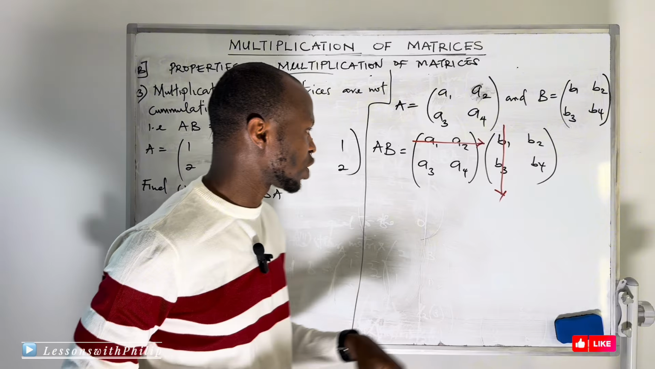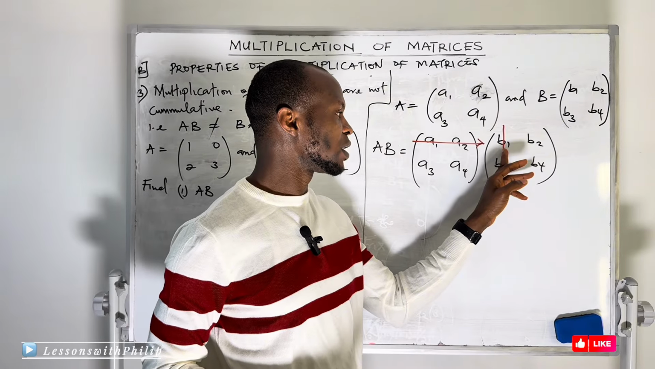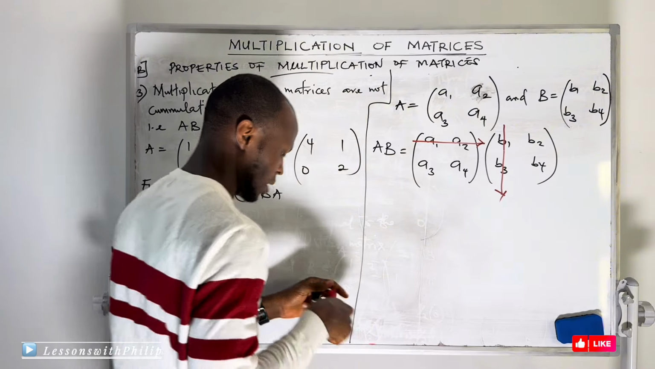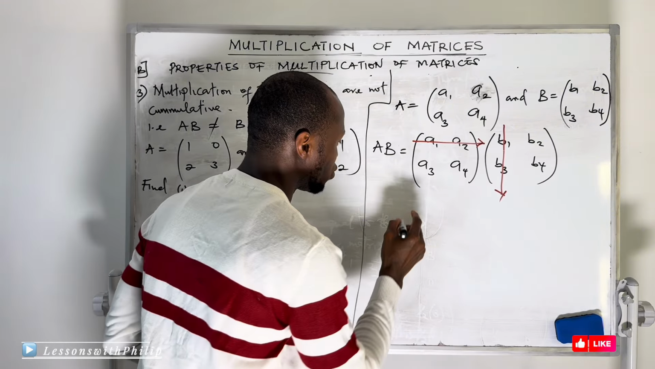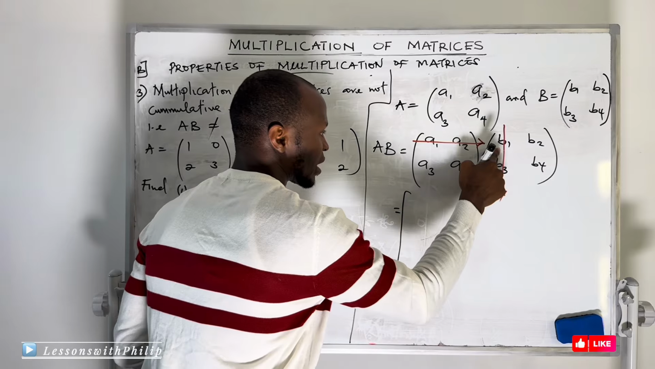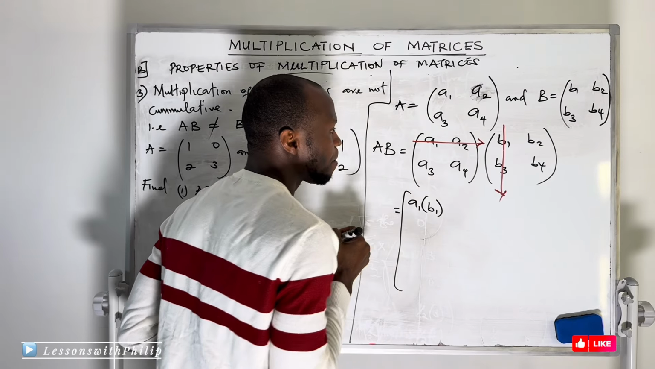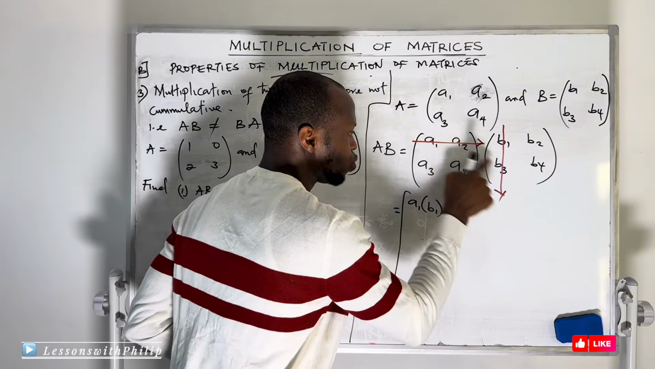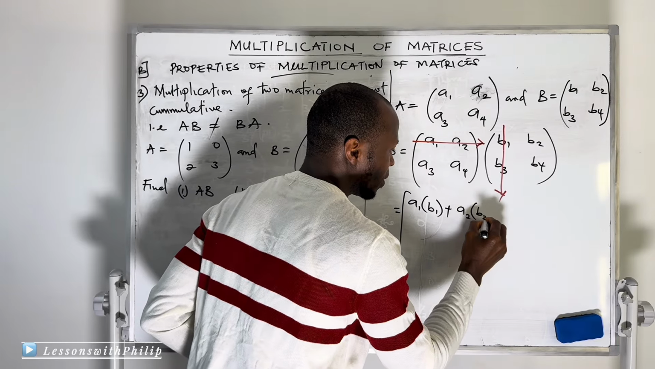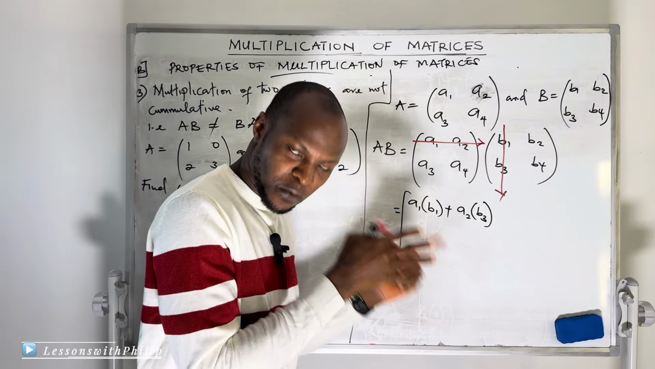And in this multiplication, one element will multiply one element plus the second element multiplying the second element. Let me explain. This will be equal to A1 times B1, plus A2 times B3. That will form the first row, the first column.